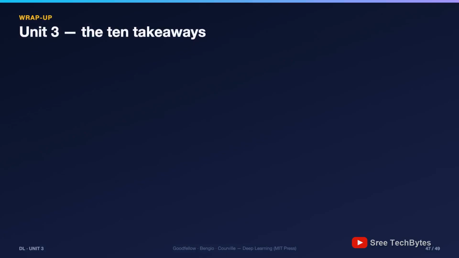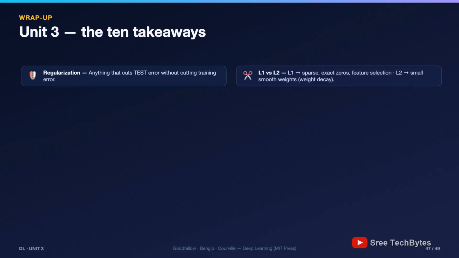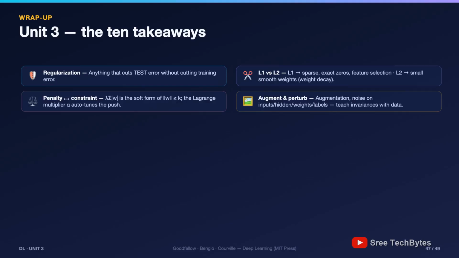The 10 takeaways of Unit 3. See how many you can complete before I do. Regularization: anything that cuts test error without cutting training error. L1 versus L2: sparse exact zeros versus small smooth weights. Penalty equals constraint, with alpha as the automatic thermostat. Augment and perturb: teach invariances through data augmentation, noise in 4 places.